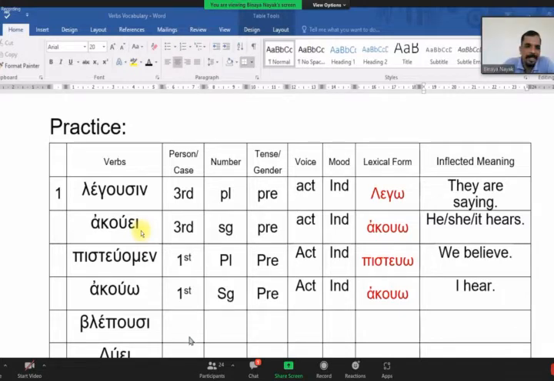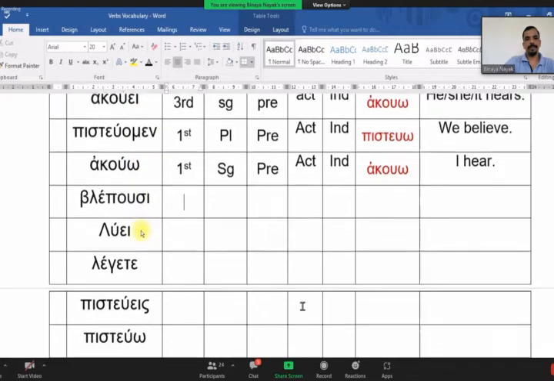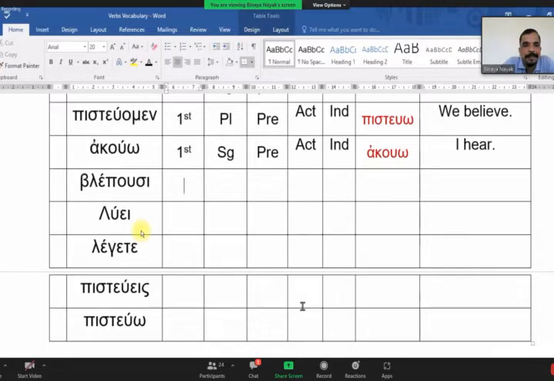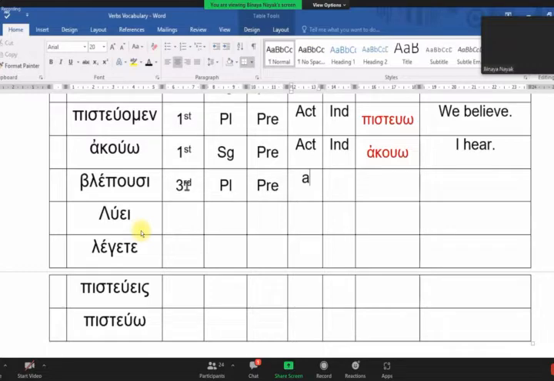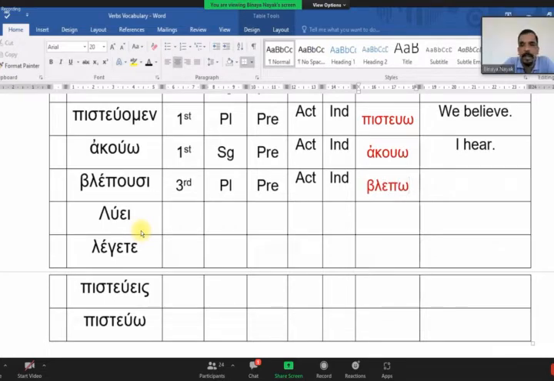Ajana, would you try with the fifth? Yeah, it is fifth. Brother Jananand? Yes. Blepousi. I think this is third person. Third person. Plural. Good. Present active indicative. And lexical form is blepo.